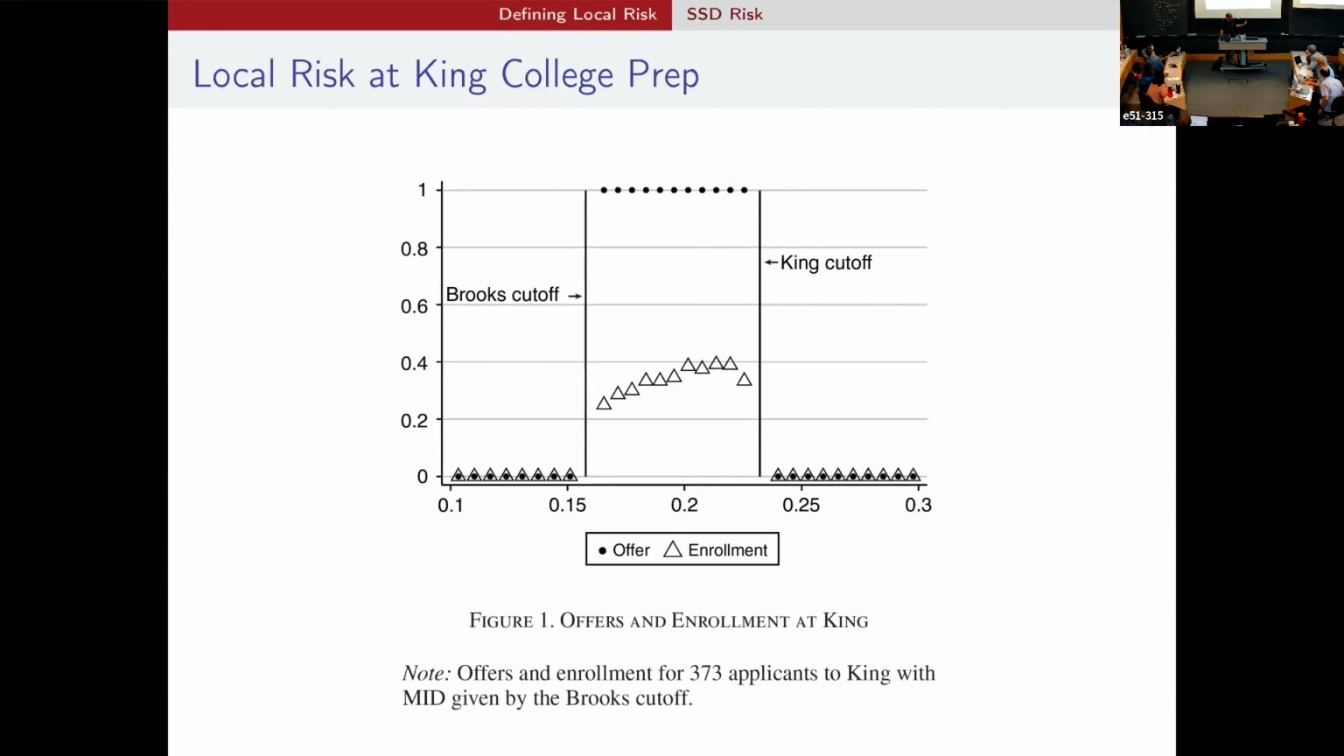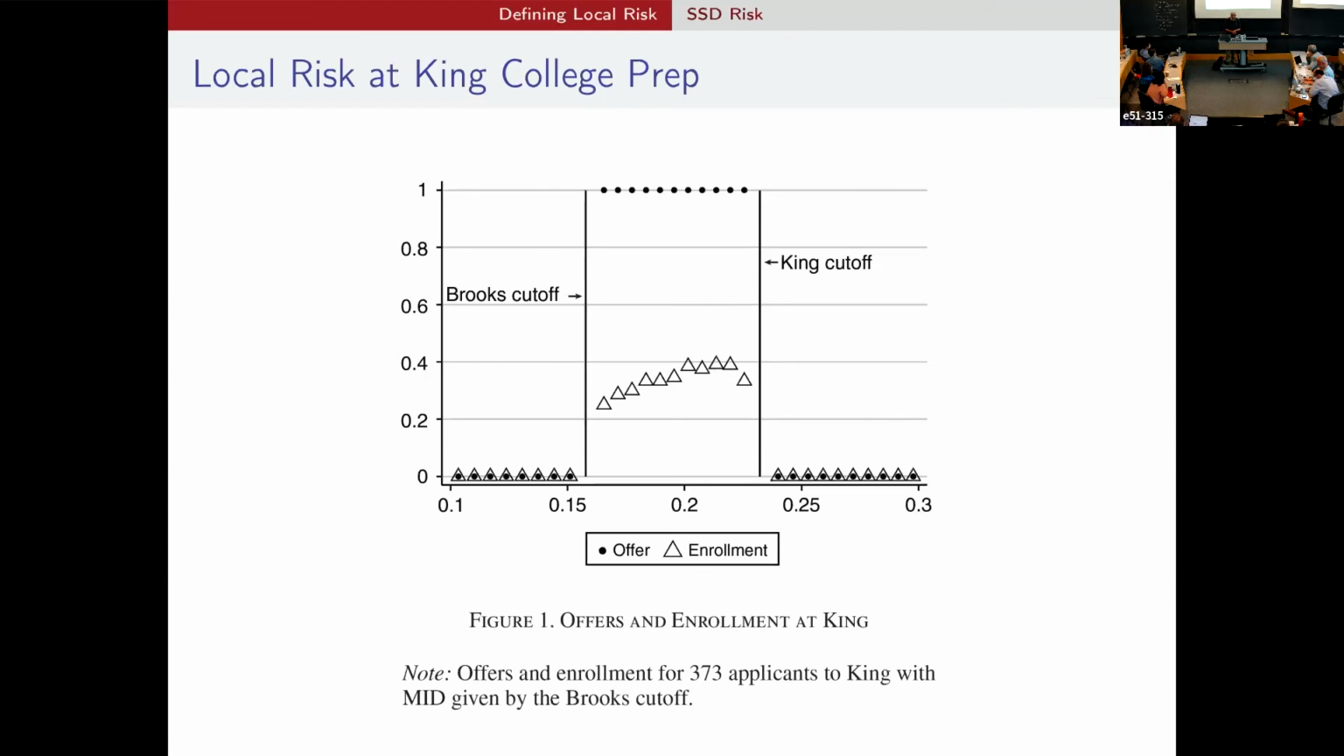Okay, so this is your conventional RD here. The triangles are about enrollment, so that's thinking about take up of those offers. And I have my conventional regression discontinuity. Now I said dealing with the assignment mechanism gives us more variation to exploit.